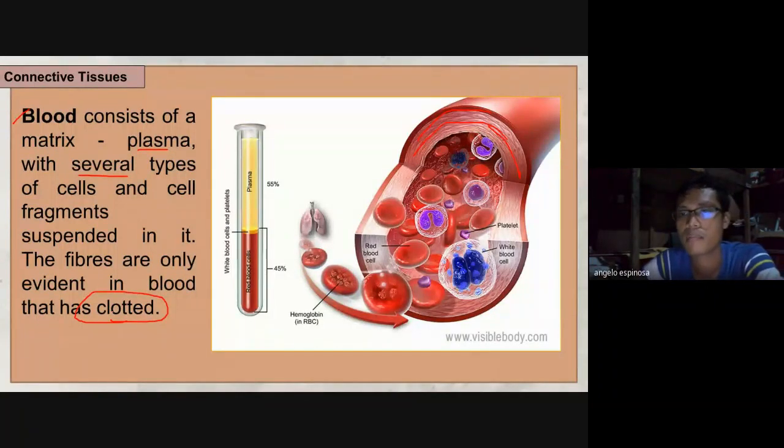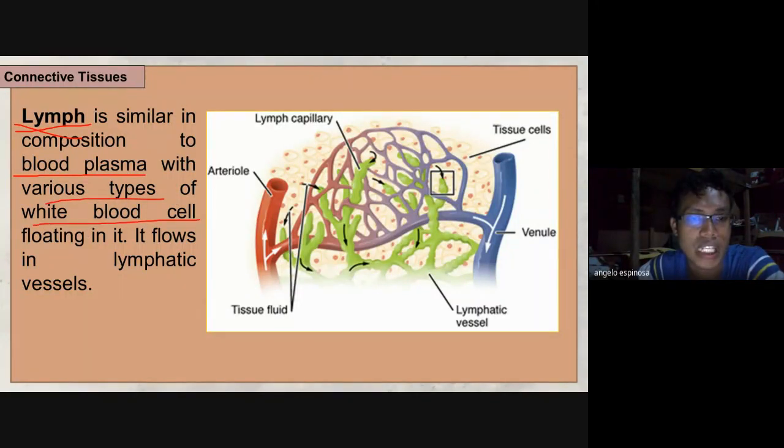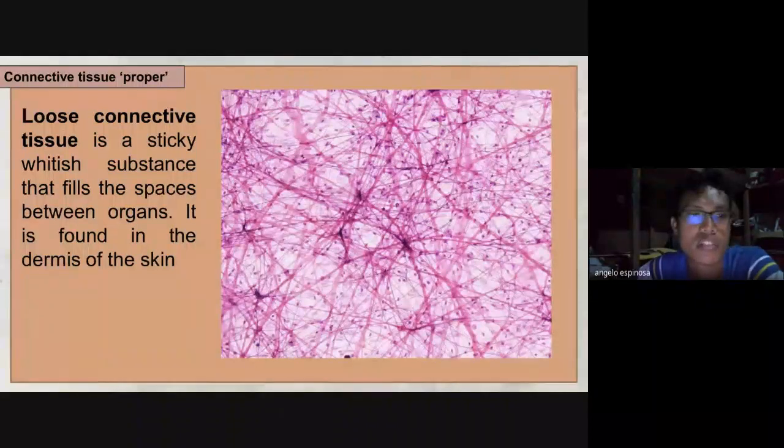Kaya minsan, di ba, pag sa pulse, yung sa blood pulse natin, pag dumadaan yung pulse doon sa blood natin, nag-stretch yung blood vessel natin. That is because of connective tissues. Nag-stretch. Okay, we have lymph. Now, yung lymph naman is similar in composition to blood plasma with various types of white blood cells floating in it. So it flows in lymphatic vessels. Saan siya nagfo-flow? Sa lymphatic vessels. Okay? Pag-usapan natin yun when we reach cardiovascular.